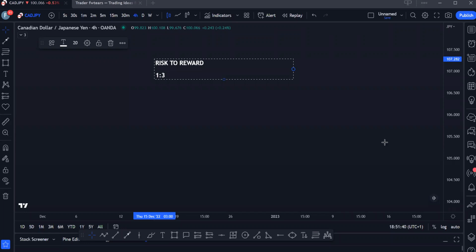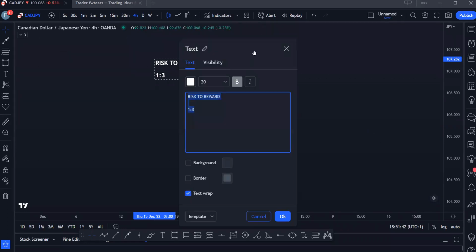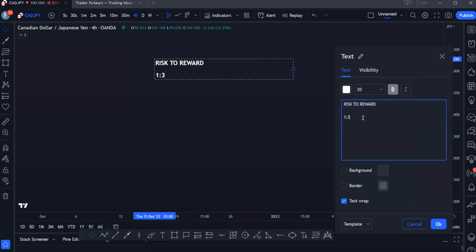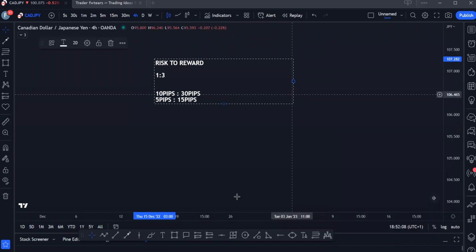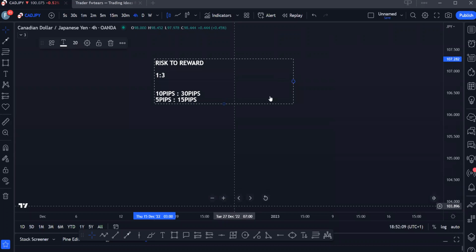So what that means is that if you are risking 10 pips, if your stop loss is 10 pips, okay, then your take profit needs to be at least 30 pips. If your stop loss is 5 pips, okay, ensure that your take profit is at least 15 pips. And I'm going to explain why you should do this shortly.